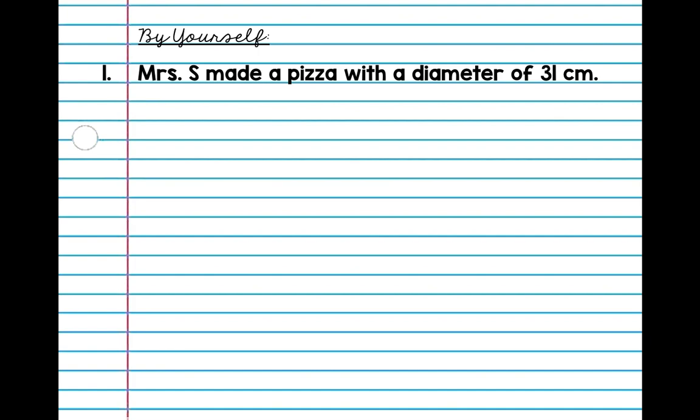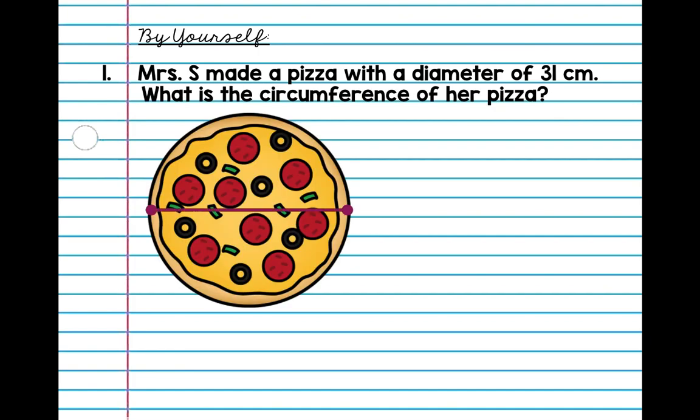All right, so let's go ahead and try one by yourself. Miss S made pizza with a diameter of 31 centimeters. What is the circumference of her pizza? Go. Okay. All right, so C equals 3.14 times 31. If you calculated this correctly, it should equal 97.34. If you use the pi symbol, this would have equaled 97.38. So it's on your homework today, your decimals might be a little different, but just get the one that's closest to your answer.